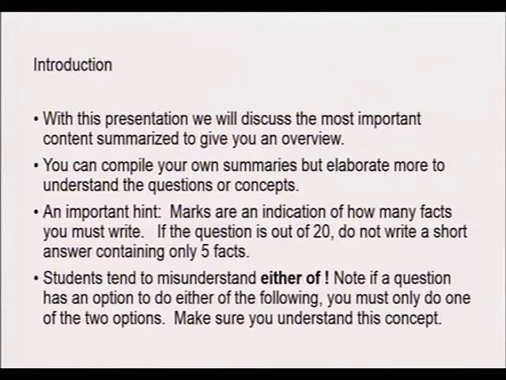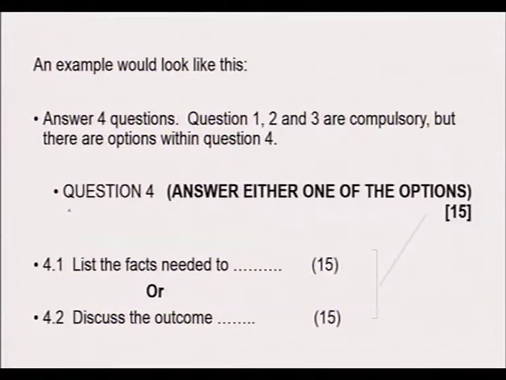Then students, please, you are tending to misunderstand the "either of". I want to emphasize this today because it will be in the question paper. If a question has an option to do, you either do the A or the B section. It depends on if it's a 1.1 or 1.2. Please, you may only choose one to do. For example, an example would look exactly like this. Say, for instance, we are at question 4, or it can be question 1, 2, or 3. I just took question 4 that you can just see.